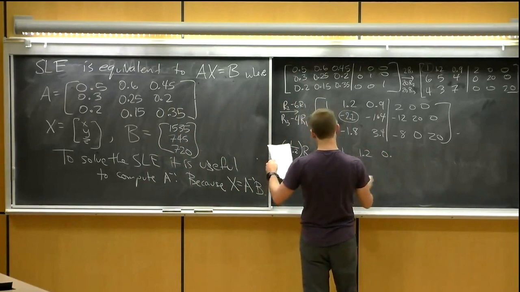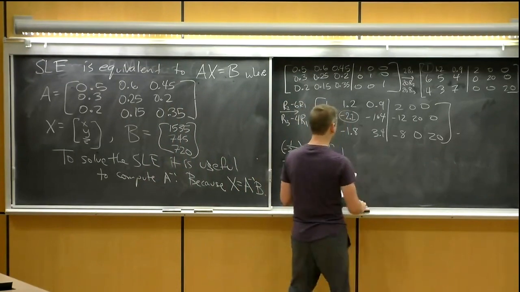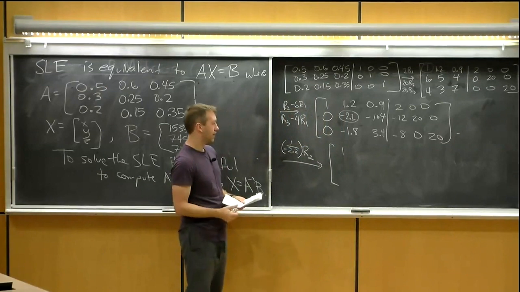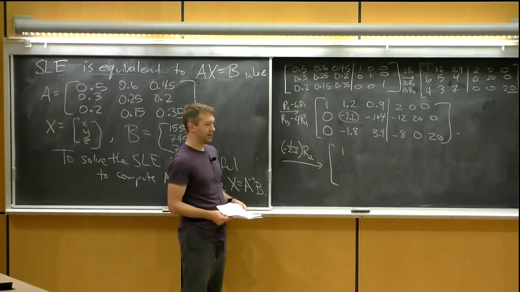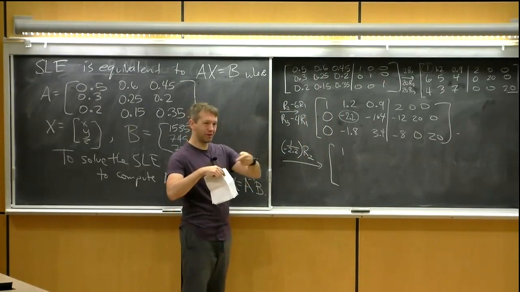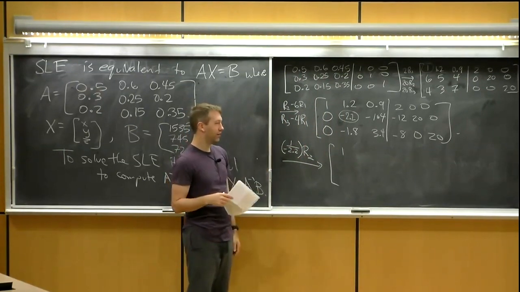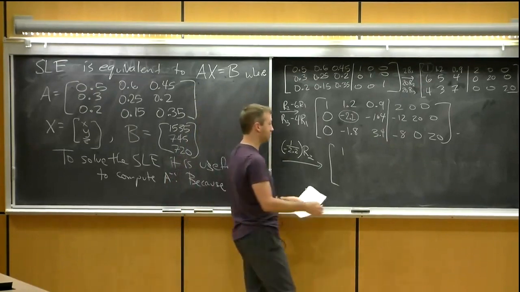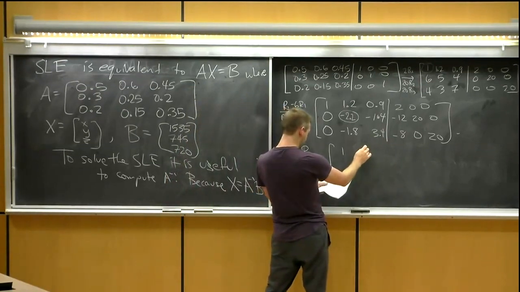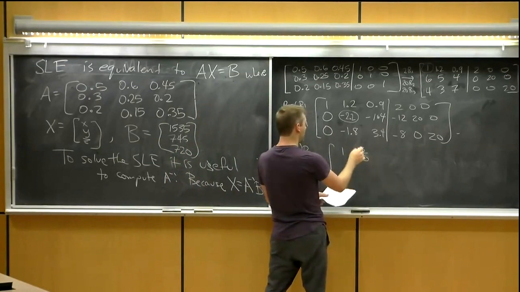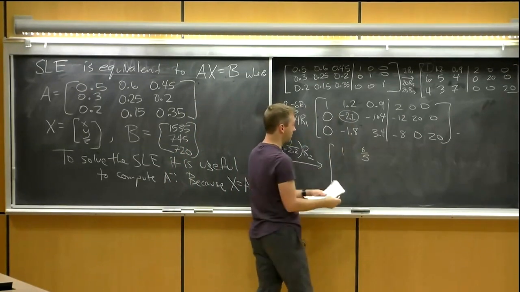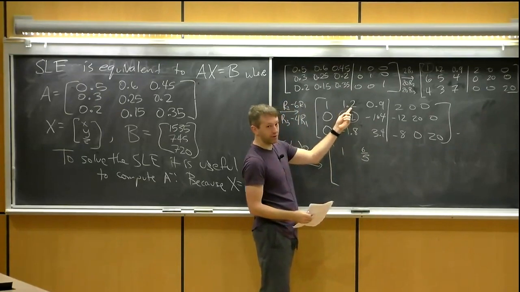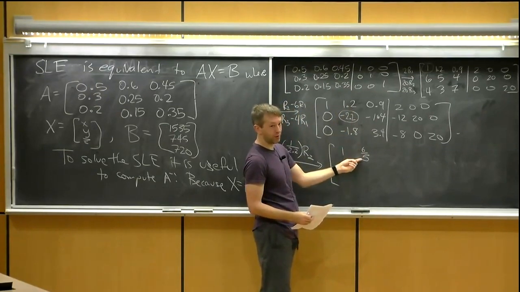I think at this point I started, if you start doing this, you'll realize that you're now going to have infinite decimal expansions. So now it might be a good idea to change to fractions instead of decimals. So I'm going to write this 1.2 as 6 over 5, which is the same thing, right? If you compute 6 over 5, you get 1.2.